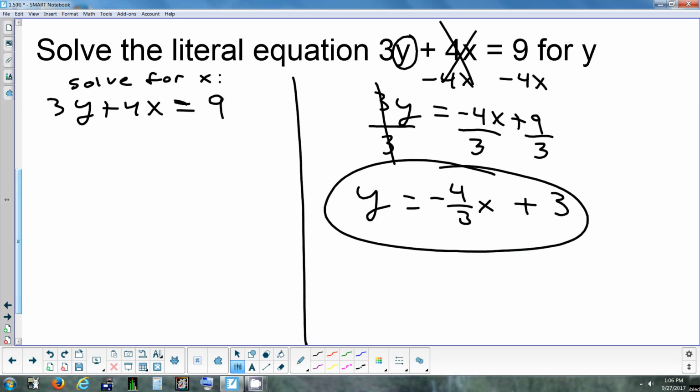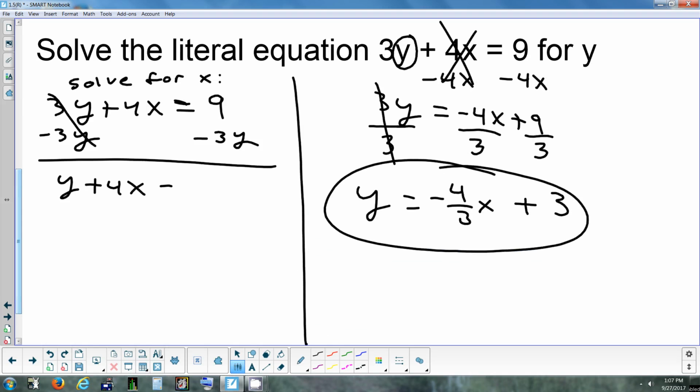What would be your first step if you wanted to solve this for x? It's kind of the same steps. Subtract 3y. Good. Do it here and where else? Underneath the 9. So remember, when you subtract, you only have to do it in the 2 spots. Who can tell me what I have left now? Y plus 4x equals negative 3y plus 9.